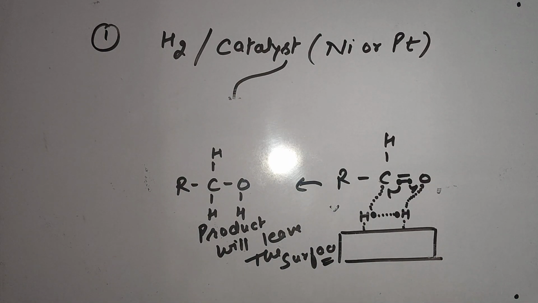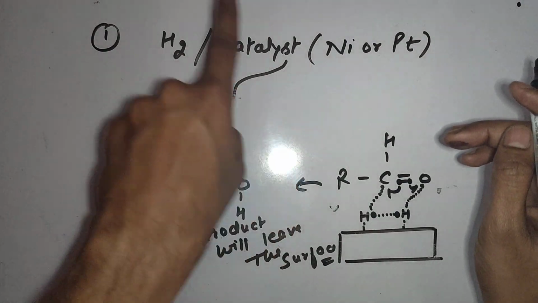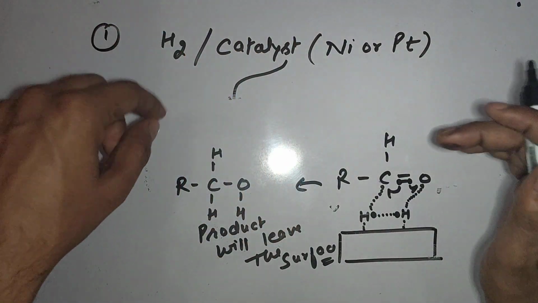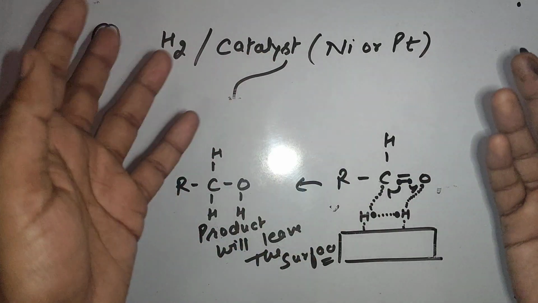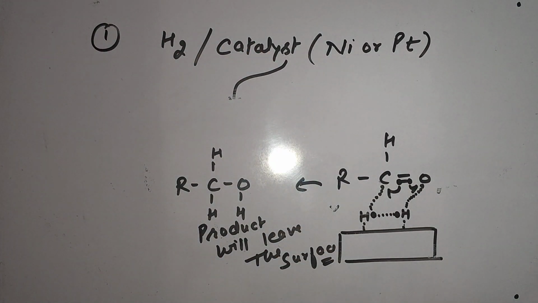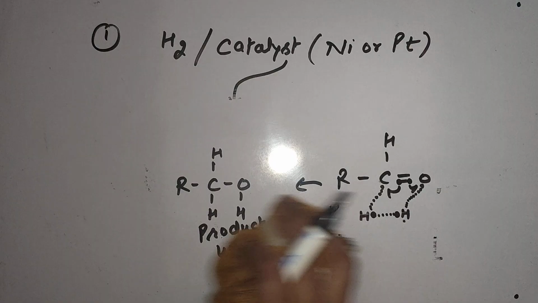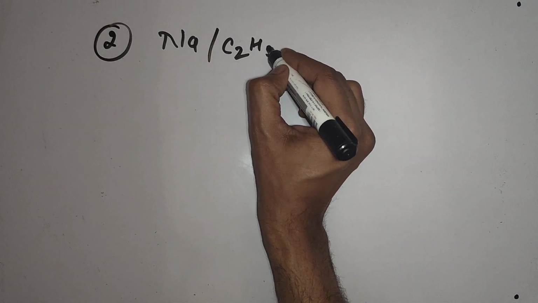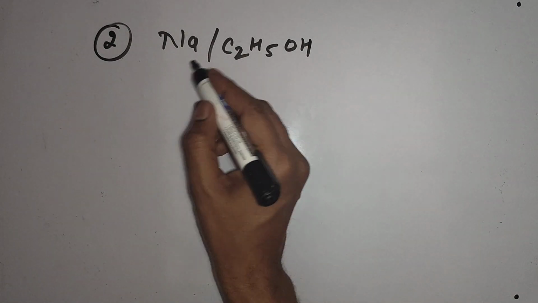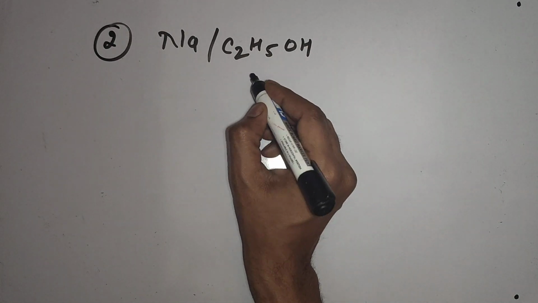This is the mechanism of hydrogen gas in the presence of catalyst. In this fashion, it will reduce aldehyde or ketone. I have used aldehyde here. You can use ketone. Ketone, try by yourself. Second reducing agent, that was sodium and C2H5OH. Look how it is working there.